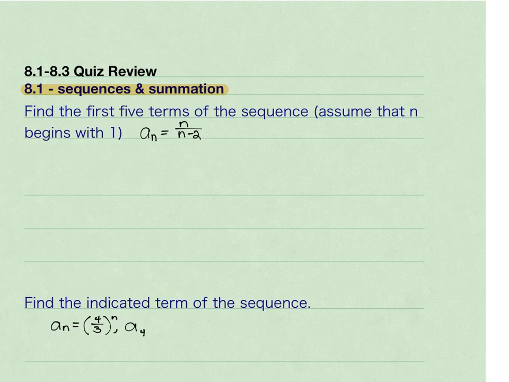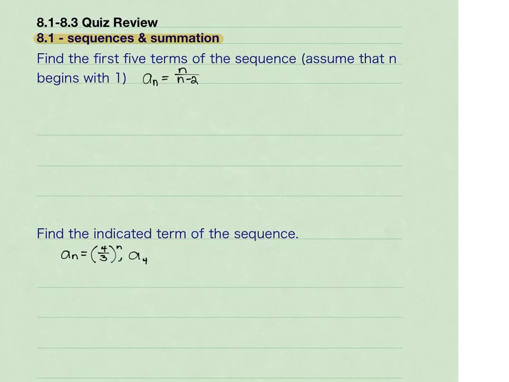I would plug in 1, I would plug in 2, I would plug in 3, I would plug in 4, I would plug in 5. The answers bounce around though, because it's weird. They're not always going to be smallest to largest or largest to smallest. That's never going to happen, so that's totally normal.